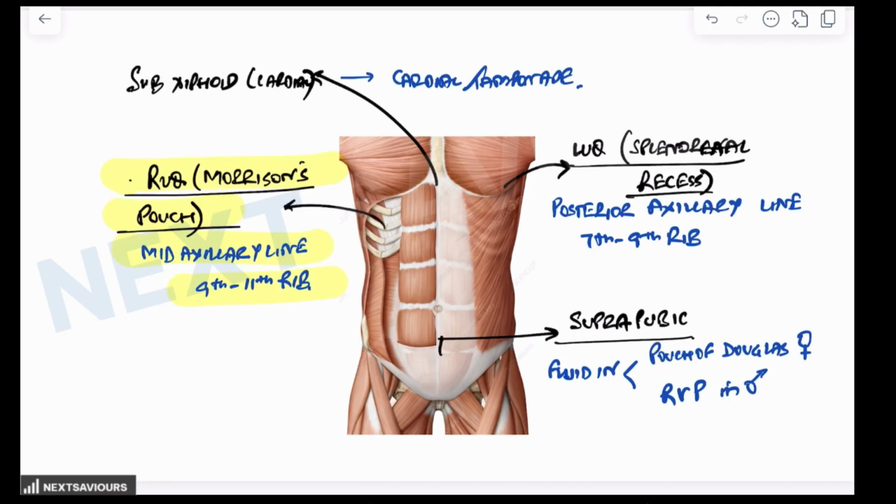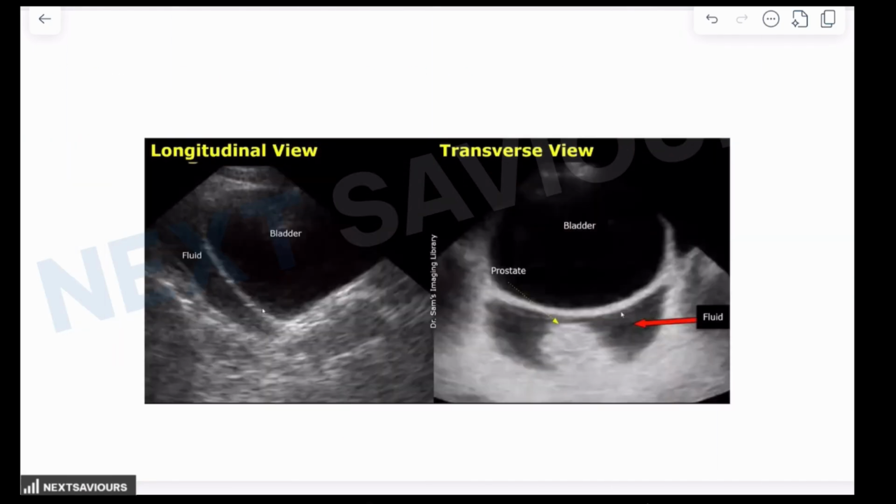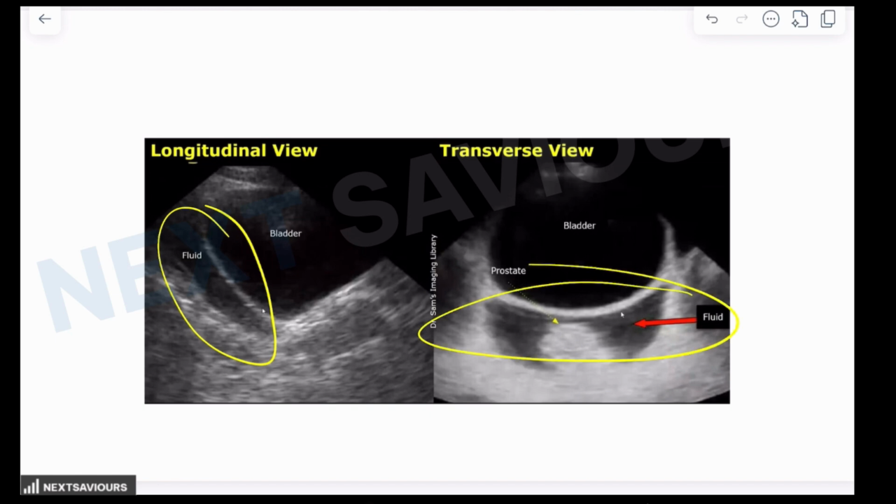The second probe placement is in the left upper quadrant for the identification of the splenorenal recess. The probe has to be placed in the posterior axillary line between the 7th and the ninth rib. The purpose is again to identify free fluid between the spleen and the left kidney. Next is the suprapubic or pelvic probe, which is required for the identification of the pouch of Douglas in case of females and the rectovesical space in case of males. The purpose is to detect free fluid in these spaces, and they are identified using transverse and sagittal views. So this is how the free fluid can be identified using the transverse and the sagittal, the longitudinal, views by suprapubic probes.